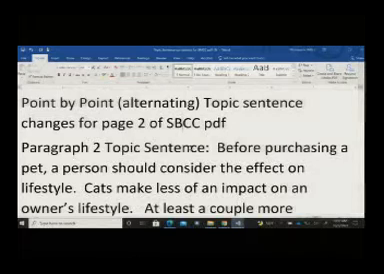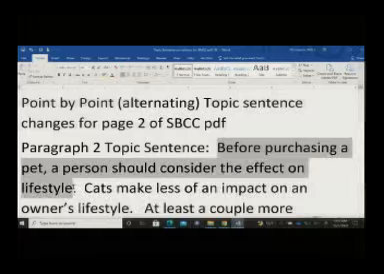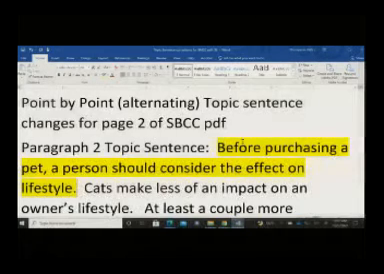I backed it up. I put the focus on the criteria. You don't mention the specific subjects in the topic sentence when you're doing alternating or point by point. You don't mention the subjects. I can say pets because that's very general, but I'm only going to focus on 2 pets after that. So that's why this becomes the topic sentence, okay? And then you go back over to cats make less of an impact on an owner's lifestyle, okay?